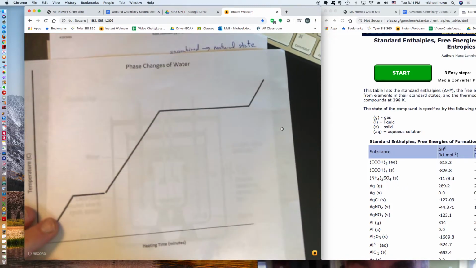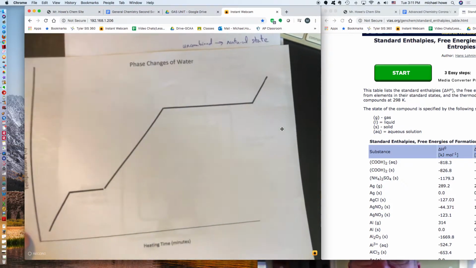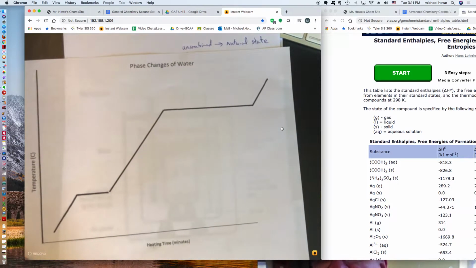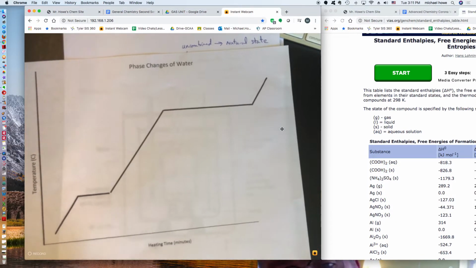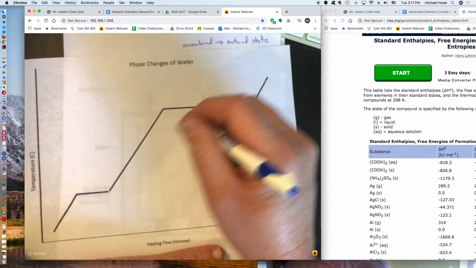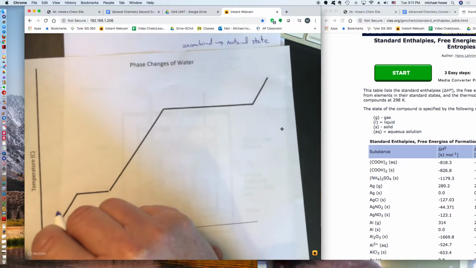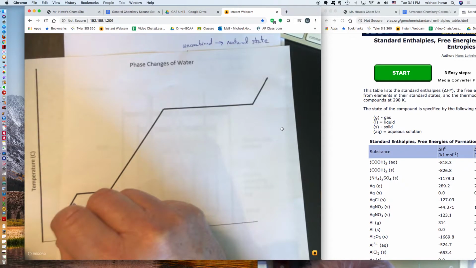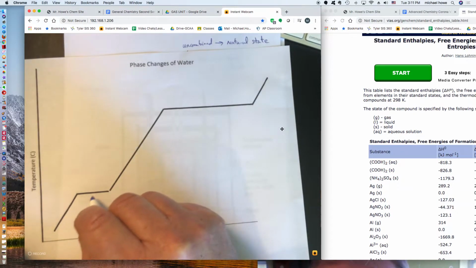This is a summary of what we did in the April 21st class meeting in the morning, transitioning from what I normally call physical heat concepts into chemical heat concepts. So far we've looked at heat change as is associated with phase changes of water.